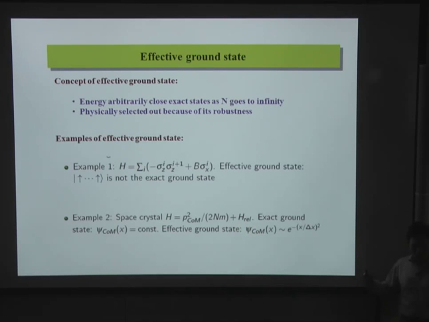But from our experience, a crystal is always localized in space. So this localized crystal state is again an effective ground state. The energy difference between this localized state and the delocalized state is tending to 0, and the localized crystal is selected out by its robustness. It's more robust to local noise. So the local noise tends to localize this state.